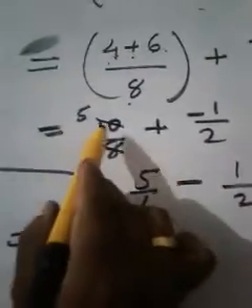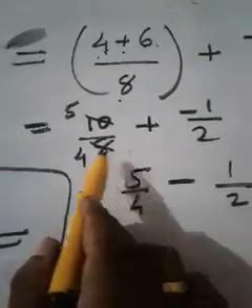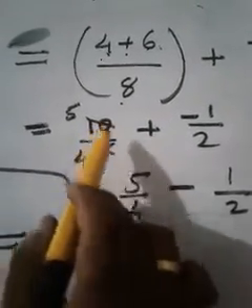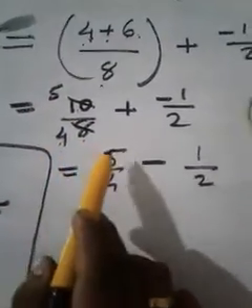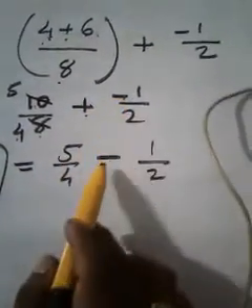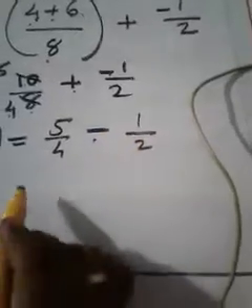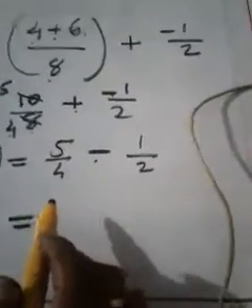See, 10 by 8 I reduced by 2. Why? Because the numerator is 10, the denominator is 8, the common factor is 2. In 10, how many 2's? 5. In 8, how many 2's? 4. So it becomes 5 by 4. Plus and minus join together will be minus, then 1 by 2. Now 5 by 4 minus 1 by 2 we have to do.